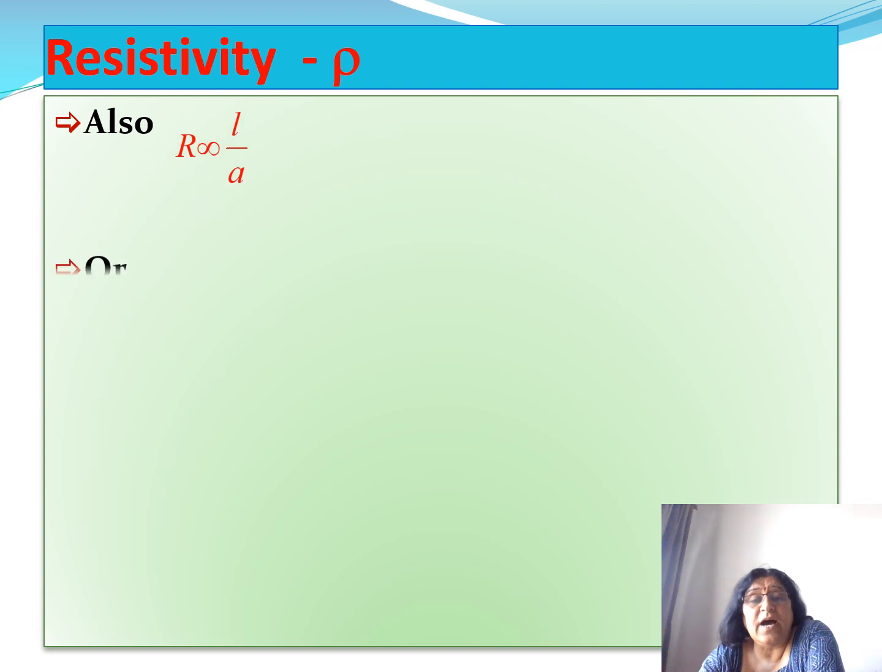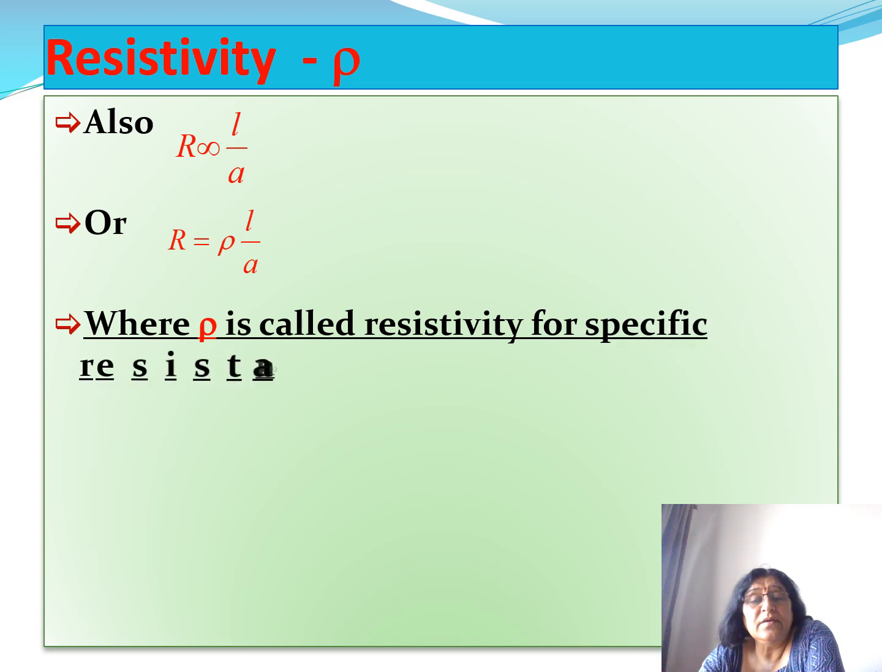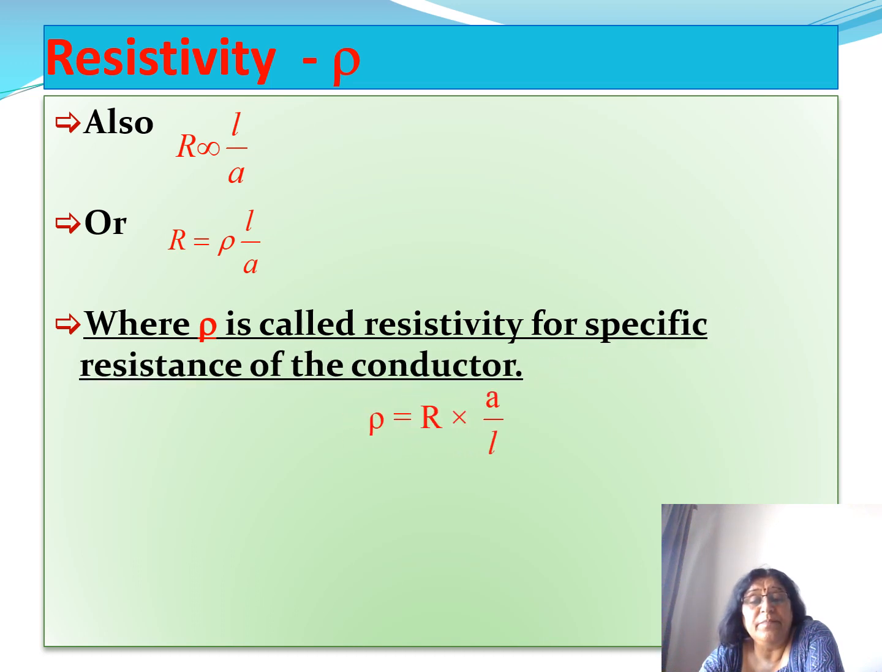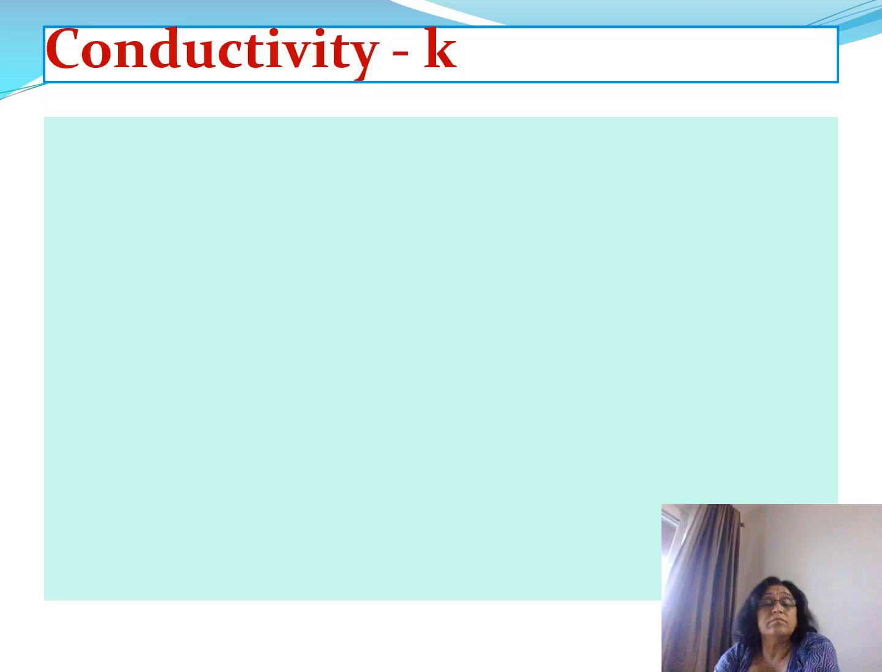Just now we said R is directly proportional to L upon A. So R is equal to rho L upon A. What is rho? Rho is the resistivity or specific resistance of the conductor. So rho is equal to R into A by L. If L is equal to 1 meter and the area of cross section of the conductor is 1 meter square, then rho is equal to R.